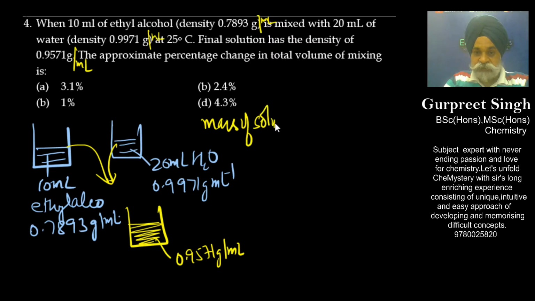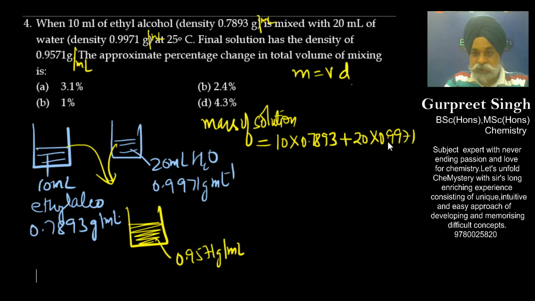Mass of solution we can say, because mass is equal to volume into density. So the first solution is 10 ml and its density is 0.7893. The second solution is 20 ml and its density is 0.9971. This is ethyl alcohol, this is water.